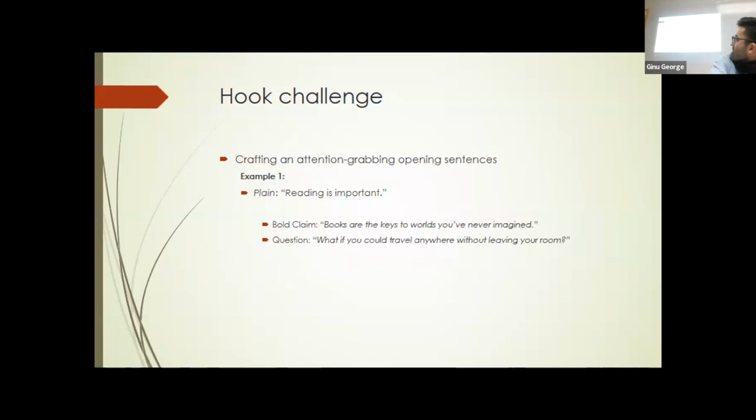Here's another example. This time, question form. What if you could travel anywhere without leaving your room? And then you get into how books allow you to do that, right? So that's again a more interesting way of saying the same thing, which is reading is important.